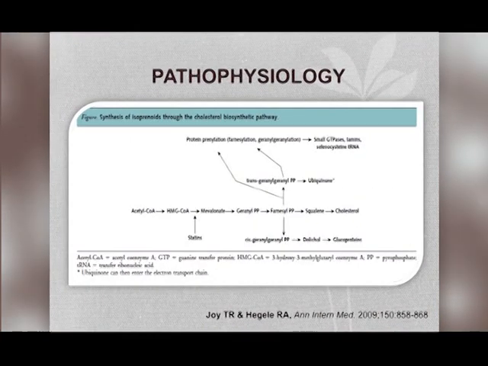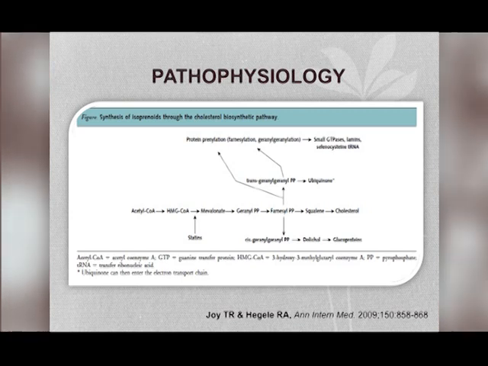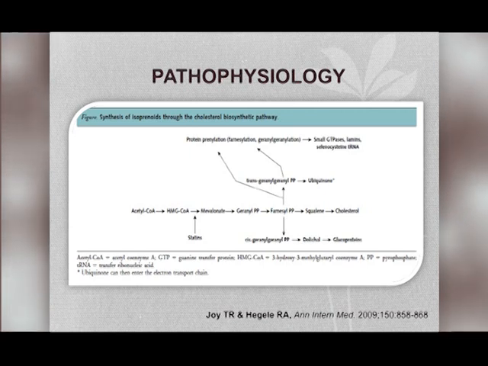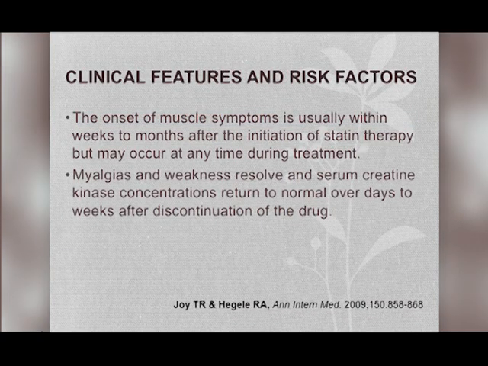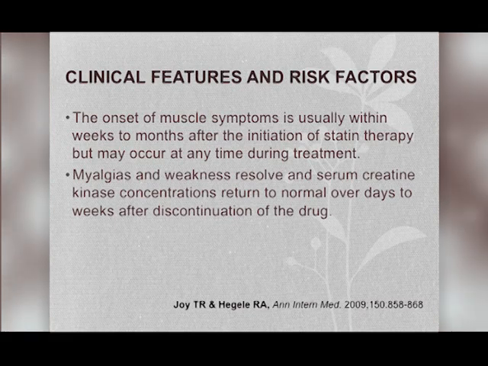As you can see, it can go through a cascade of products to cholesterol. At the same time, it also inhibits production of ubiquinone, which is coenzyme Q10, which is important for energy production. Now we are moving to the clinical features and risk factors.